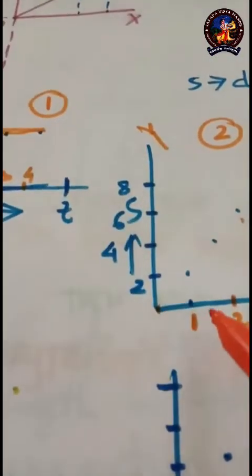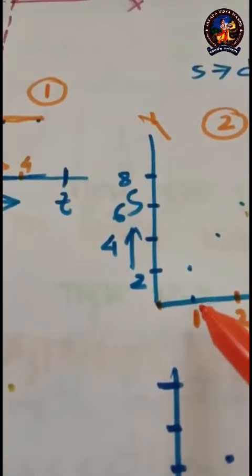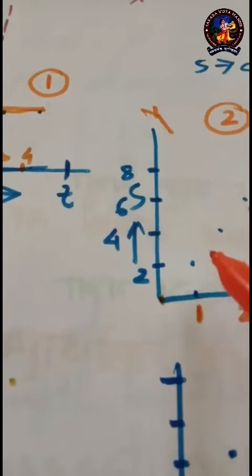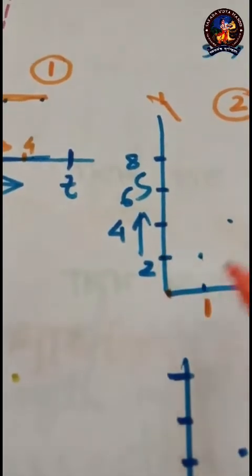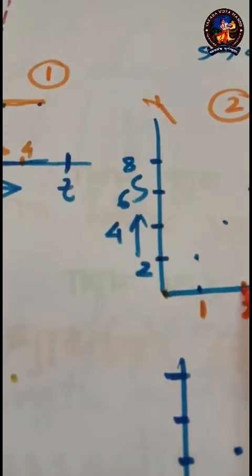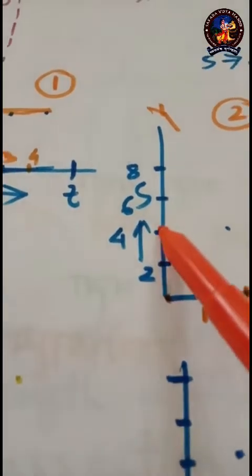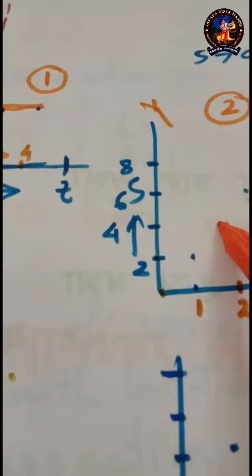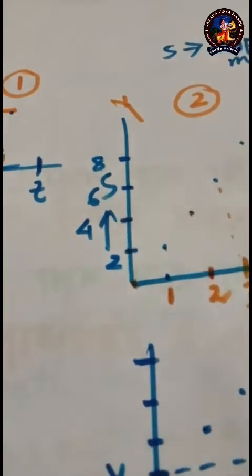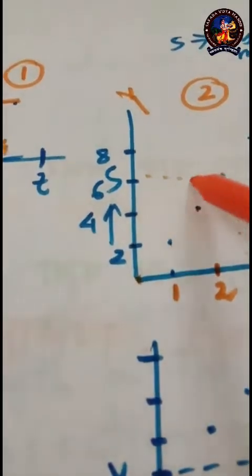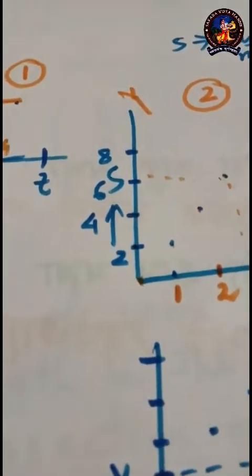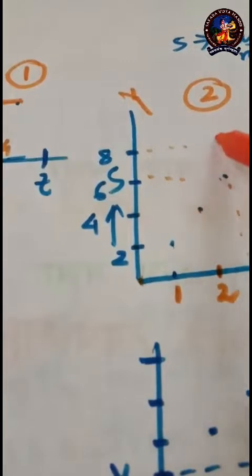So in that case, after 1 second, what will be the displacement of the body? Obviously 2 meters. Here I have given 2. So after 2 seconds, what will be the displacement of the body? Of course it is 4 meters, because it is moving with a steady velocity. Now after 3 seconds, what will be the displacement? It will be 6 meters. After 4 seconds, displacement will be 8 meters.